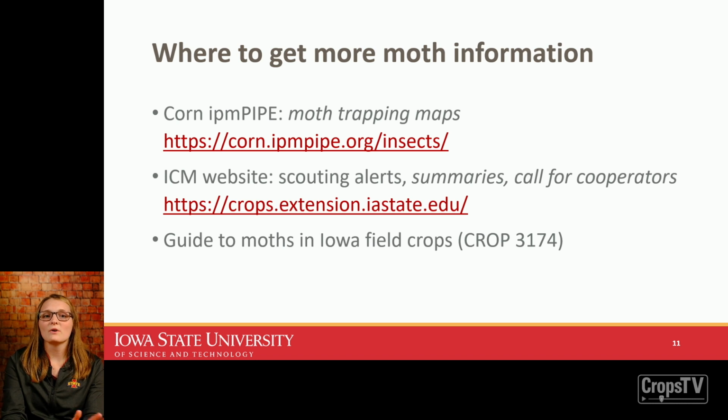And then kind of hot off the press is this guide to moths in Iowa field crops that we developed just to help people if they wanted to do independent scouting, just to help you get a sense of how you can identify different important crop pest moths from each other.